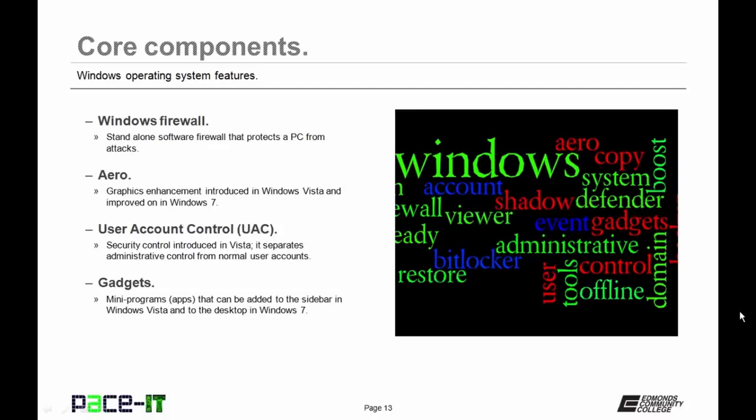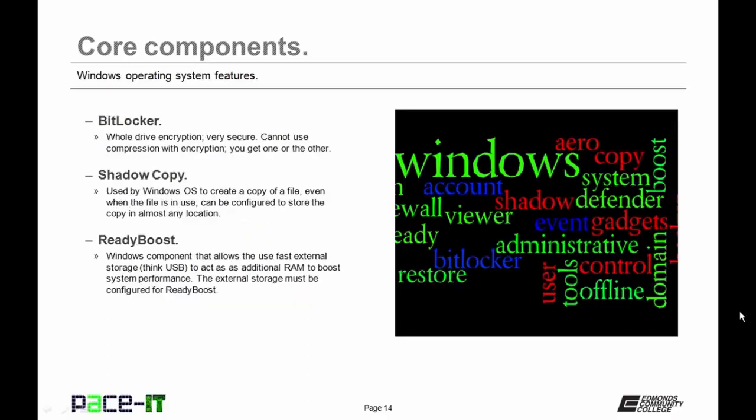Then there are gadgets. Gadgets are mini programs, think apps, that can be added to the sidebar in Windows Vista and to the desktop in Windows 7. Then there's BitLocker. BitLocker is available in some versions. It allows for whole drive encryption.